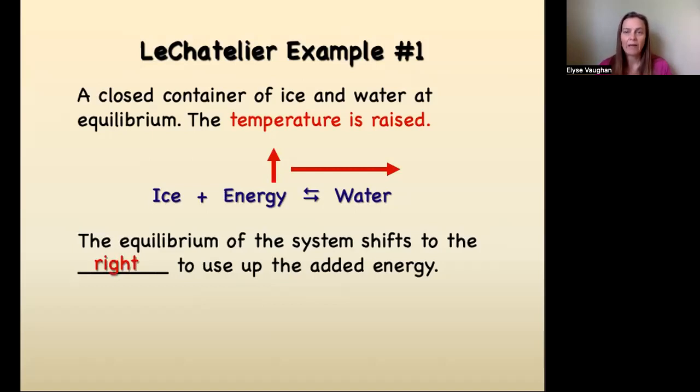So if we have an endothermic reaction, a reaction where energy has to be added to make it happen, if we have an endothermic reaction and we add heat, that's going to shift the reaction to the right. If we have an endothermic reaction and we remove heat, that's going to shift the system to the left to produce more heat. So it's always shifting away from something that's added and towards something that's taken away. So in this case, we've added energy. It's going to shift to the right to use up that added energy.